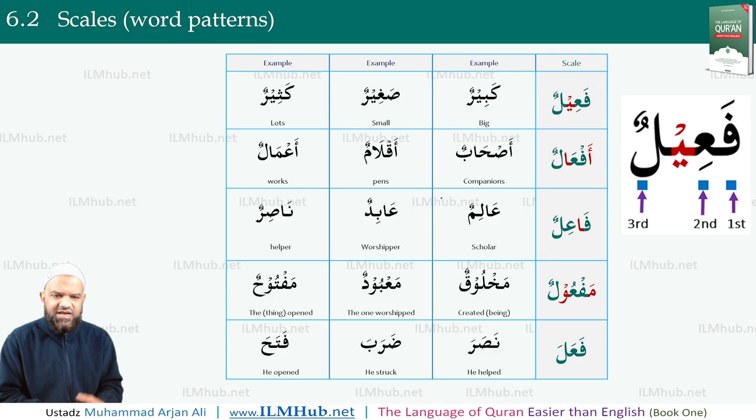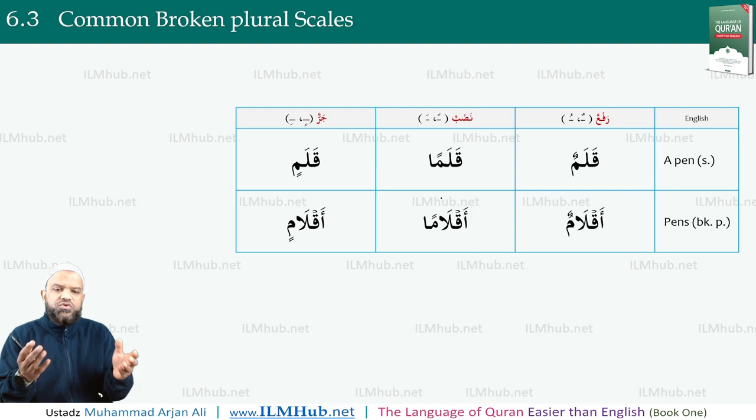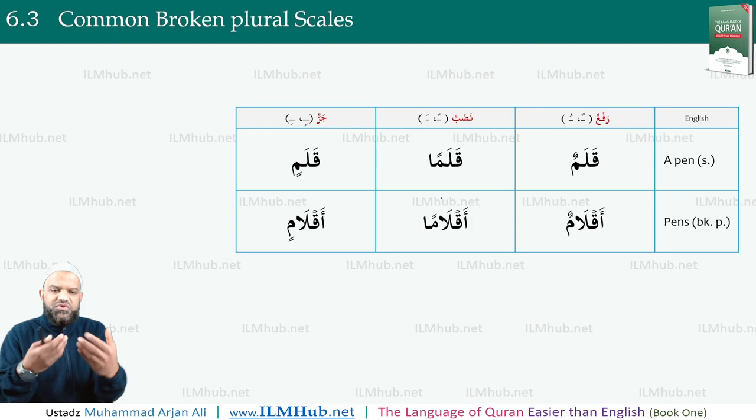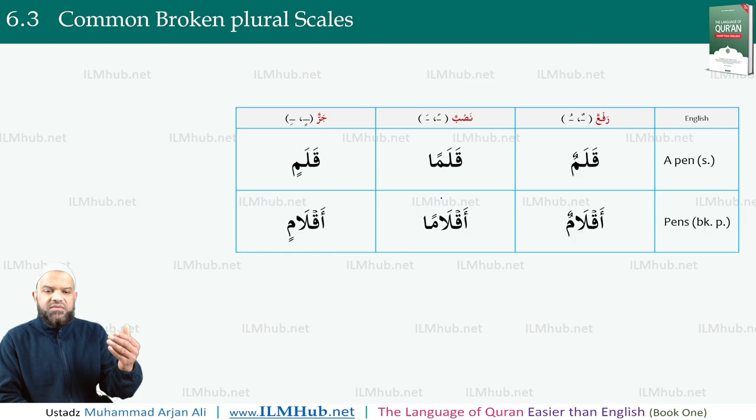Before we look at the scale, of course, we know that every ism has to be rafa, nasab, or jar. So what happens with broken plurals? Any broken plural that ends with tanween is what we will call munsarif in Arabic, and follows the 85%. We'll learn that, inshallah, in the next lesson. It changes into three different endings. So qalamun, qalaman, qalamin is singular. It follows the hamidun, hamidan, hamidin pattern. But even though the broken plural is a broken plural, it will follow exactly the same pattern.